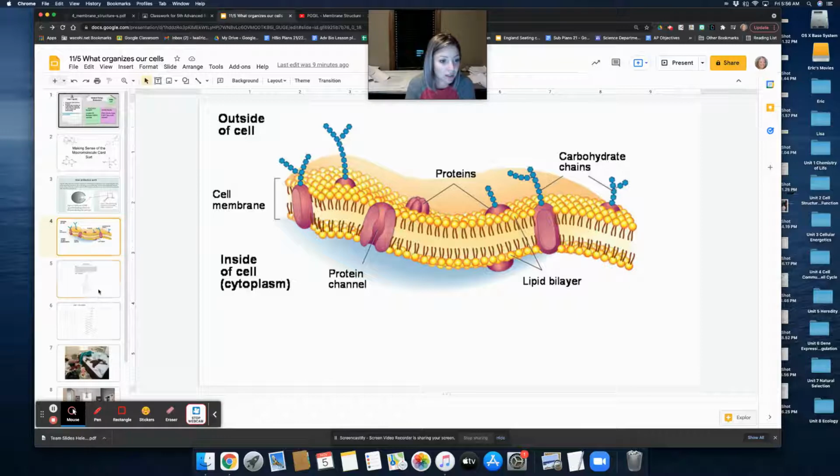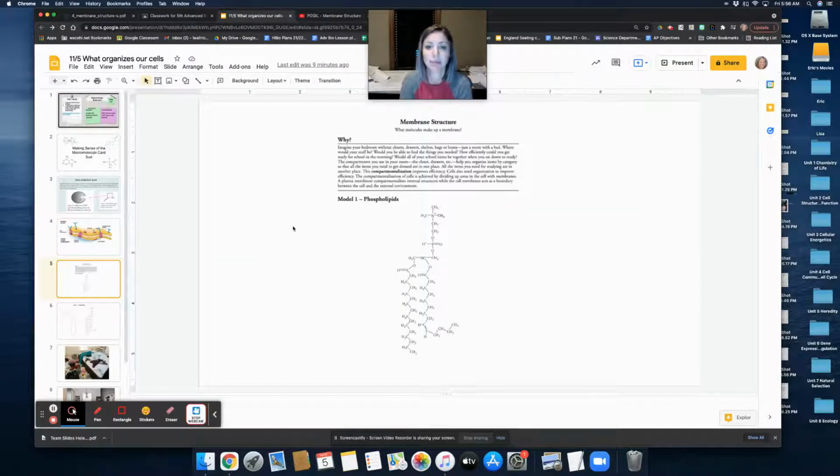Okay, so here is your worksheet. It says membrane structures. What molecules make up a membrane? So when we're talking about these molecules, you're going to say stuff like proteins, lipids, carbohydrates, and you're going to understand the application of what we've been reading.